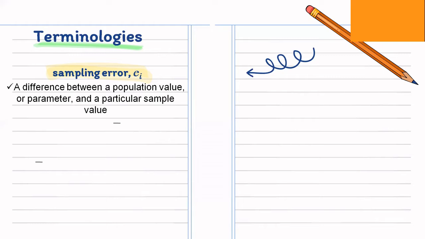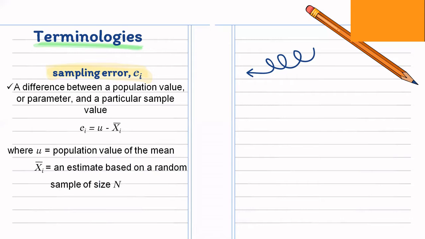Thus, if U is the population value of the mean and Xi is an estimate based on a random sample of size n, then the difference U minus Xi equals Ei, where Ei is sampling error. Note that sampling error also refers to the chance variations that occur in sampling. And it is also the difference that inevitably results from the process of sampling from a given population.